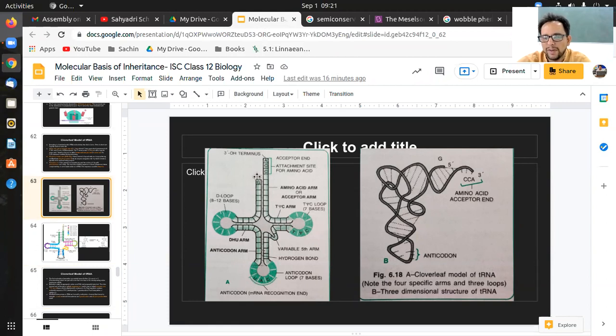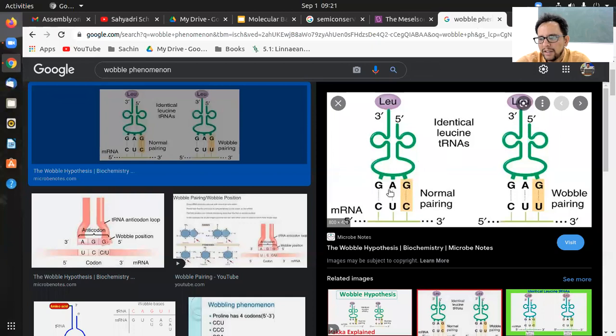So always on the 5' end, this last base of the anticodon is the wobble nucleotide, and that is what is being shown here. This is the 5' end. So the last nucleotide can recognize any of these sequences. G can also bind to C, G can also bind to U, and this is what is wobble pairing.